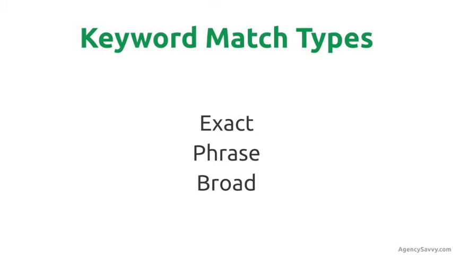Now, if we're going to talk keywords, we need to talk about this thing called keyword match types. This is something that confuses a lot of people that are new to Google AdWords, and it really doesn't need to. Once you understand the meanings of these three words in front of you, exact, phrase, and broad match, then it will all make complete sense. And 2 minutes from now, that's where you're going to be.